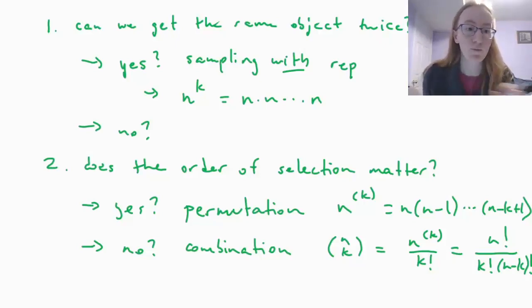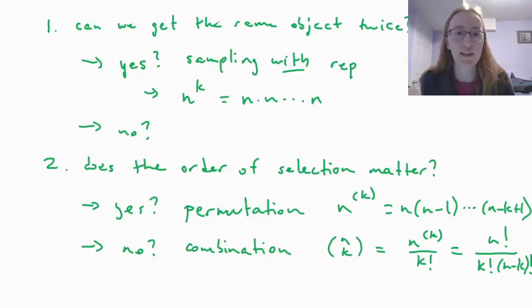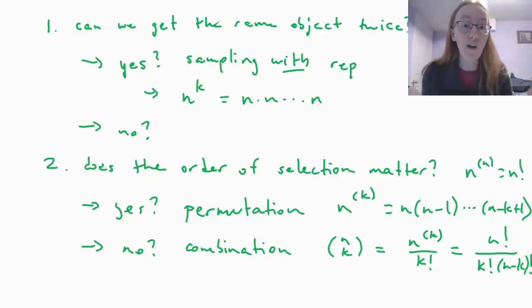So any real number. Oh, a question, just when does n factorial come in? N factorial is just n to n factors. So that would be here. So if we're taking all of the objects and putting them into order, that's n factorial.